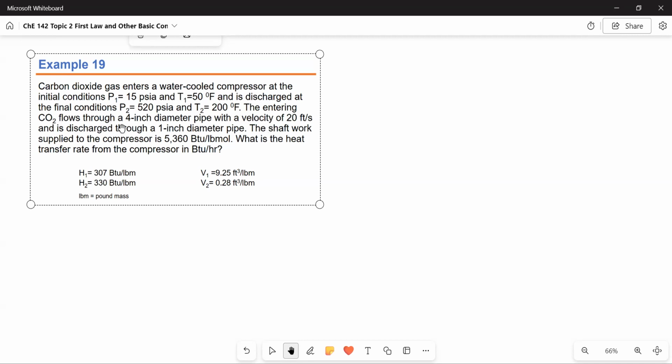Entering CO2 flows through a 4-inch diameter pipe with a velocity of 20 feet per second and is discharged through a 1-inch diameter pipe. The shaft work supplied to the compressor is 5,360 BTU per pound mole. What is the heat transfer rate from the compressor in BTU per hour?